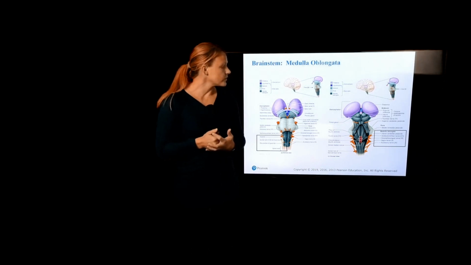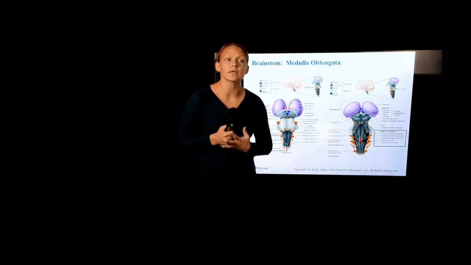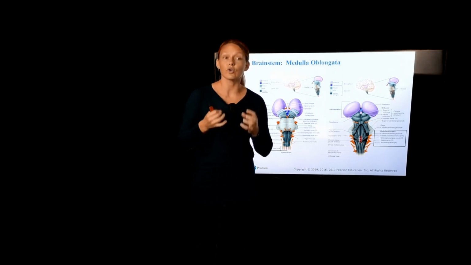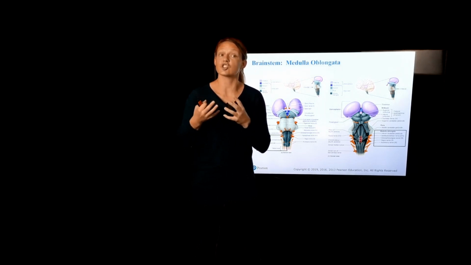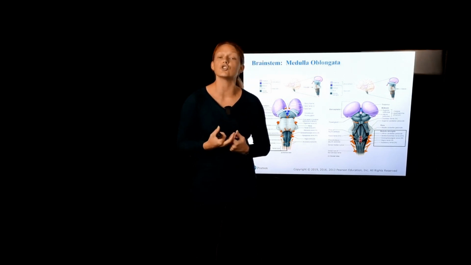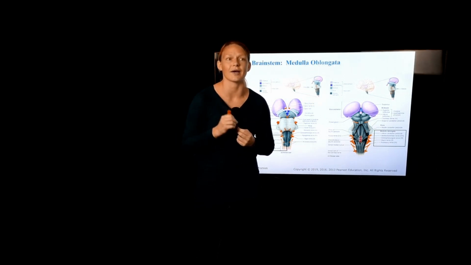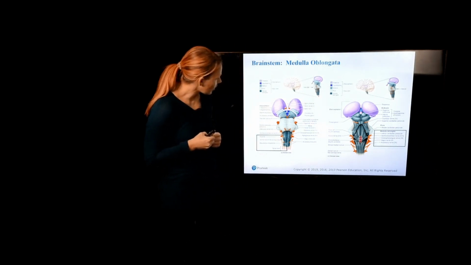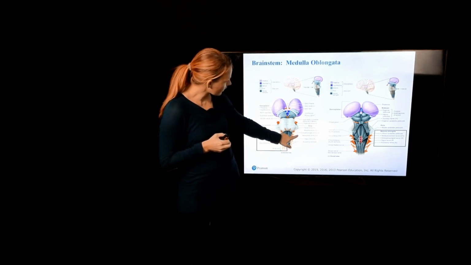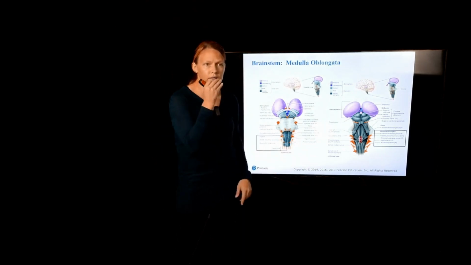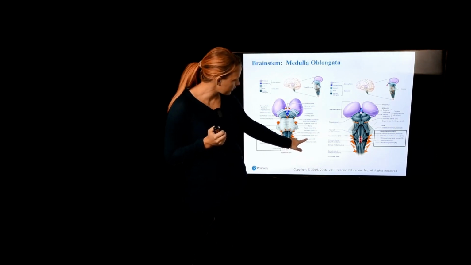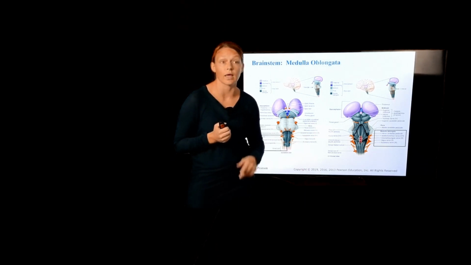We also have olives, which are swellings caused by underlying inferior olivary nuclei. They're going to relay things like stretch information from our muscles and joints to the cerebellum, which we're going to talk about in a little bit. We also have our cranial nerves, which you can see throughout here, right? Here you have cranial nerve 9, you have cranial nerve 10, cranial nerve 12, and cranial nerve 11.